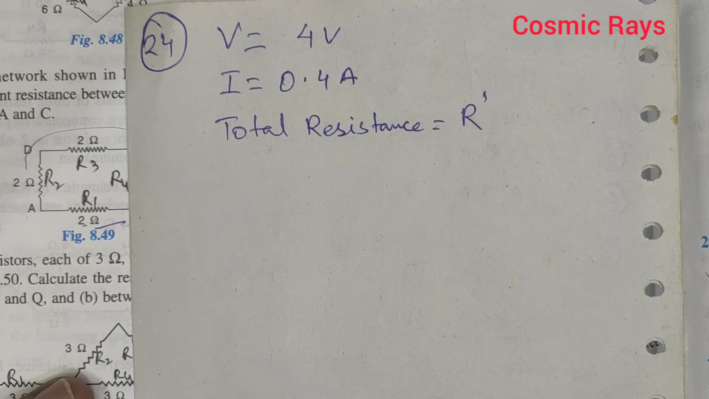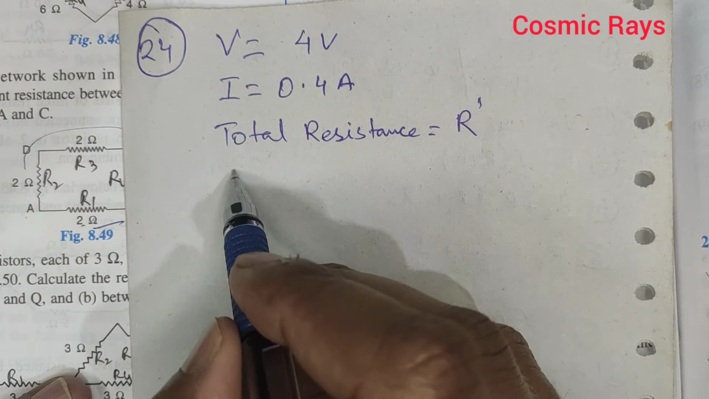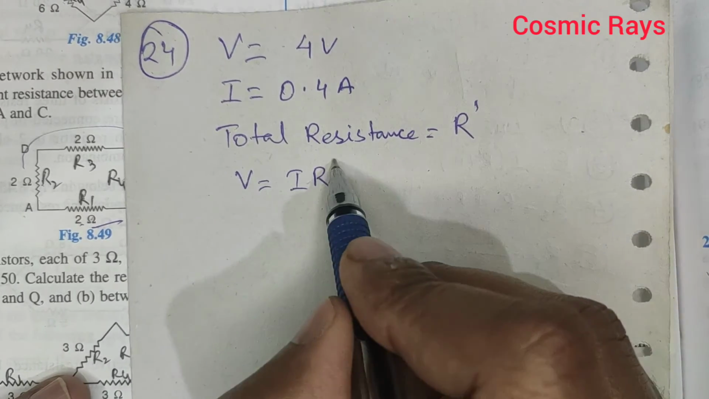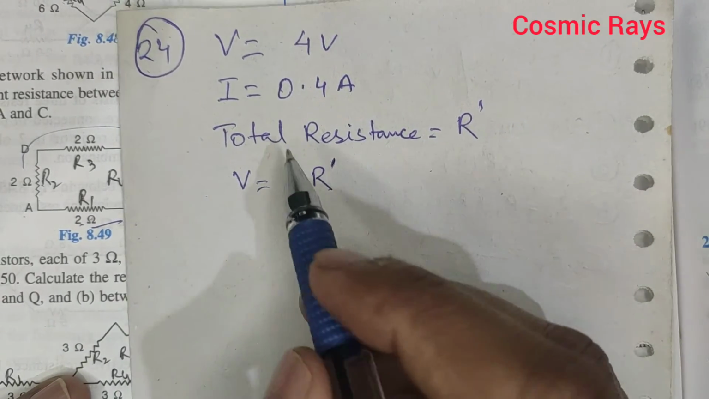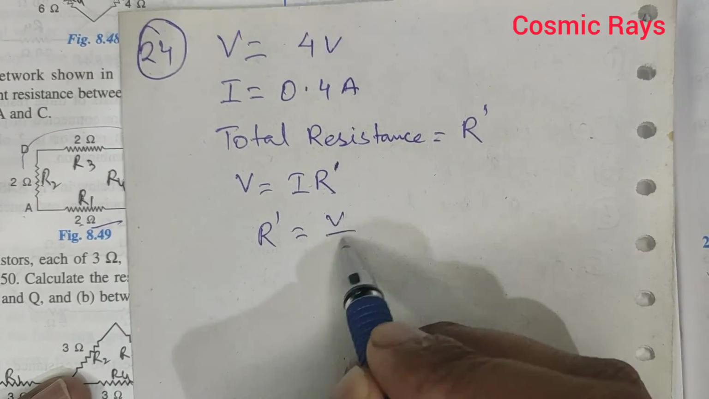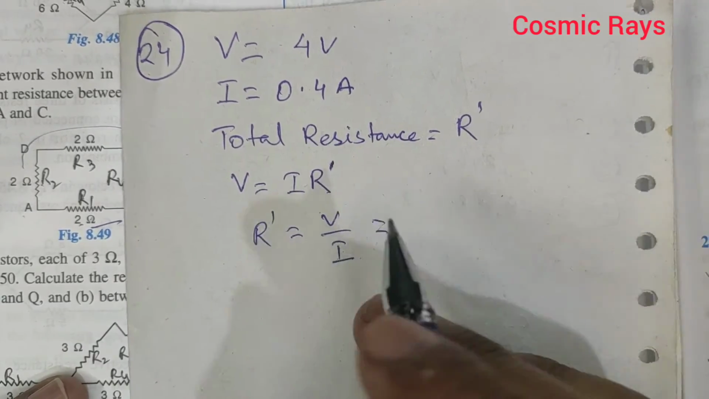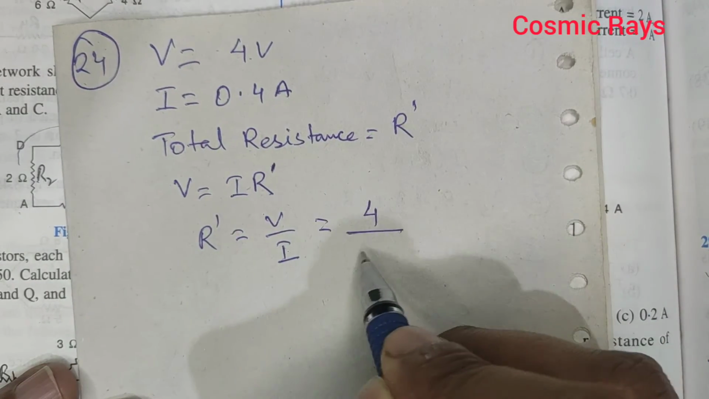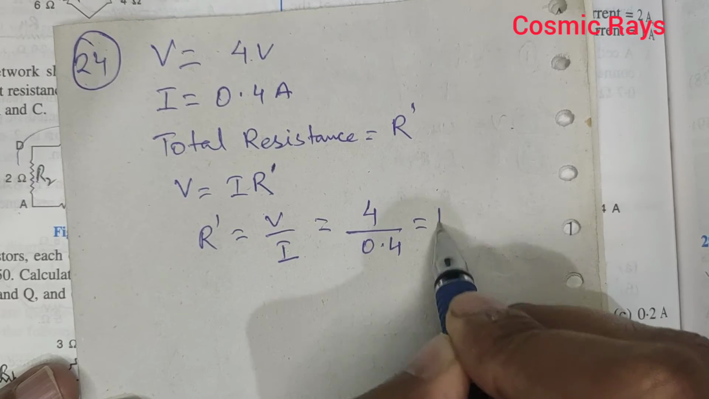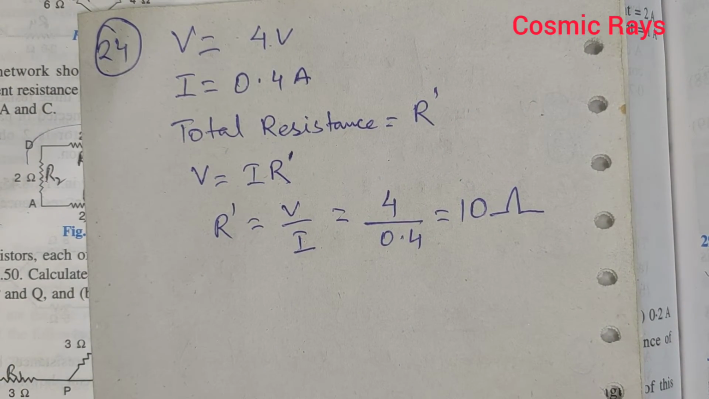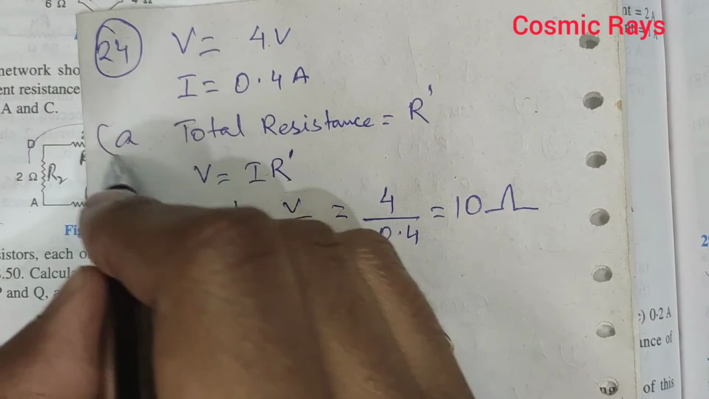Now we know the formula, V is equal to I R, but here we are talking about R prime. So from here we can find out R prime. R prime will be equal to V by I. We put the values, that is V is 4 divided by 0.4, so that is 10 ohms. This is the answer for the first part.